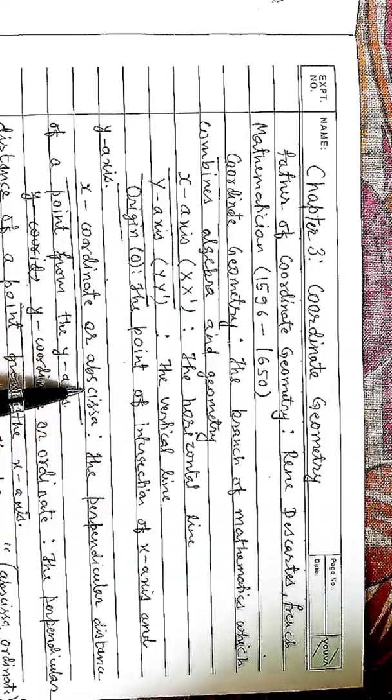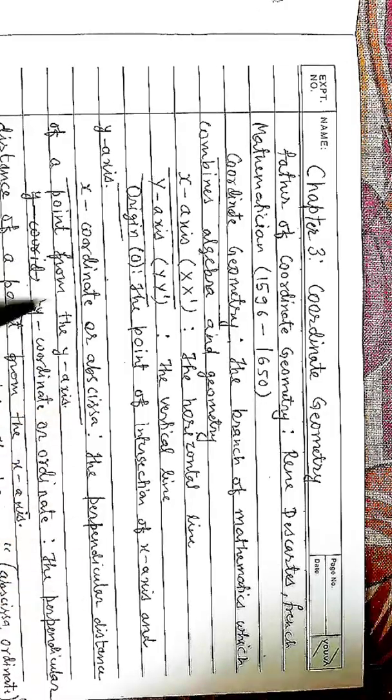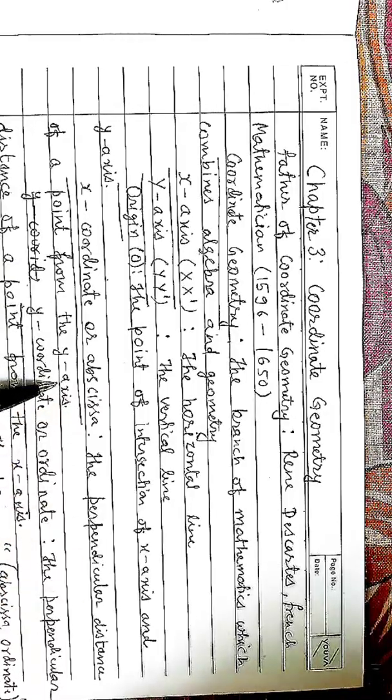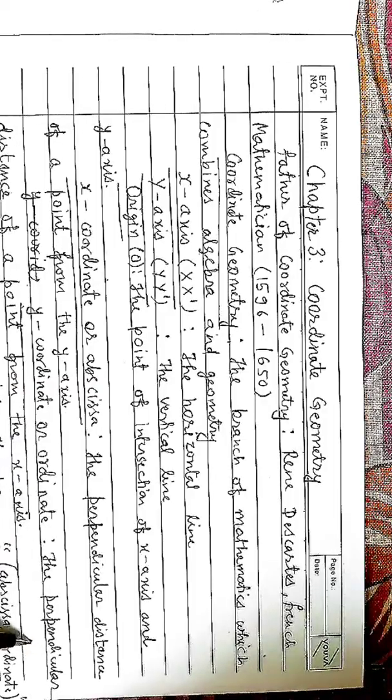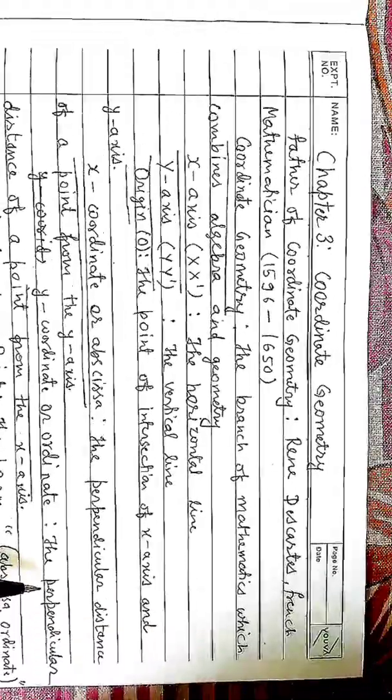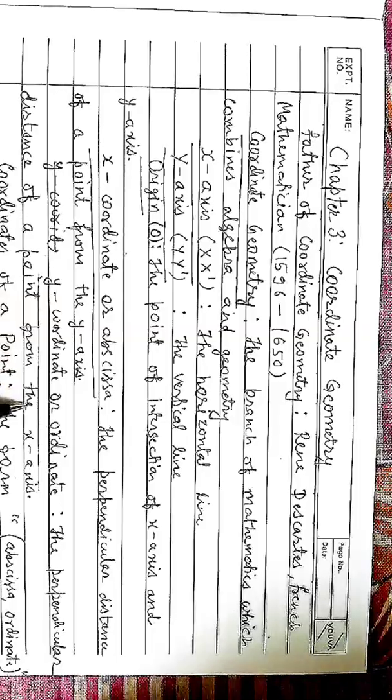X coordinate or abscissa. It is the perpendicular distance of a point from the y-axis. Y coordinate or ordinate. It is the perpendicular distance of a point from the x-axis.